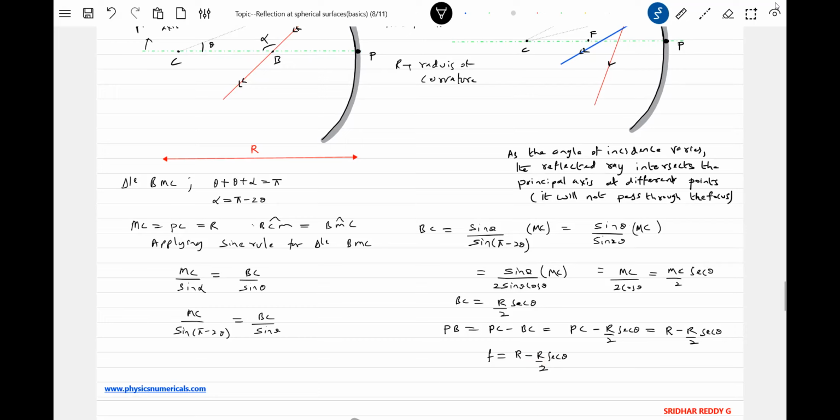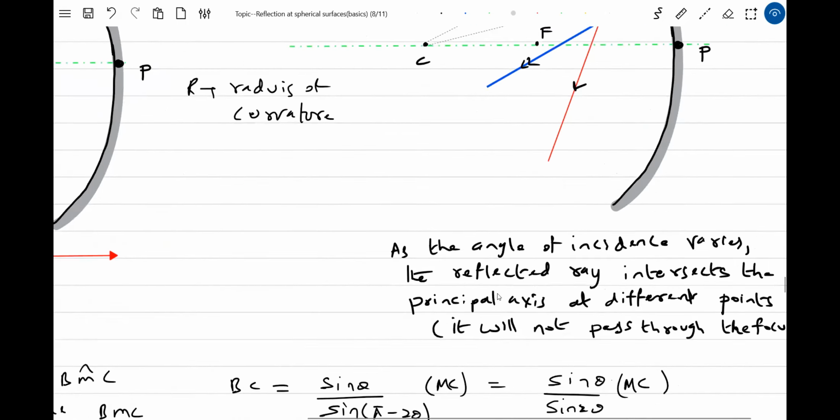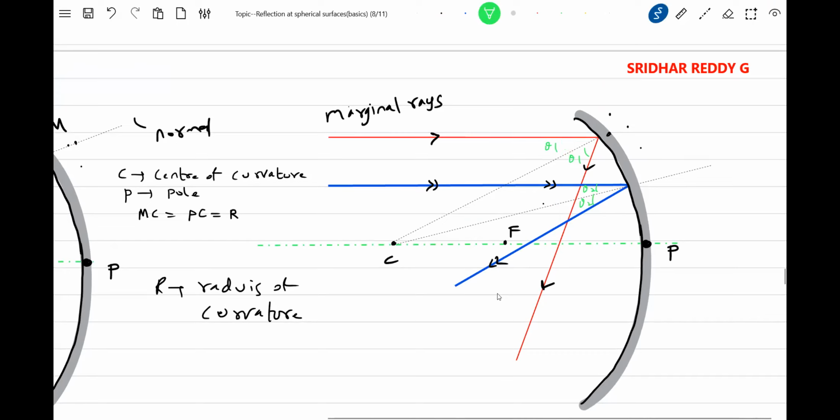So look at this very important diagram, for different values of angle of incidence. Here the angle of incidence is theta 1, and here it is theta 2. As the ray approaches close to the pole P, as the incident point lies close to P, this angle of incidence will decrease. If I bring the incident ray very close to P, theta will decrease. As the angle of incidence increases, it becomes a marginal ray.